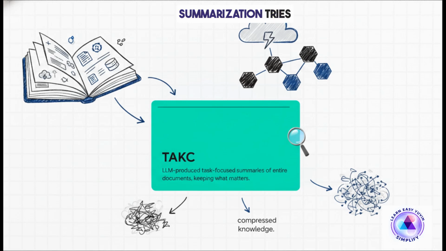You see, generic summarization tries to cover everything, which just dilutes your information density. But TAKC compresses documents through the lens of a highly specific task. It literally gives you access to your entire knowledge base in a compressed form, so you preserve all those vital cross-document connections that standard RAG just drops on the floor.